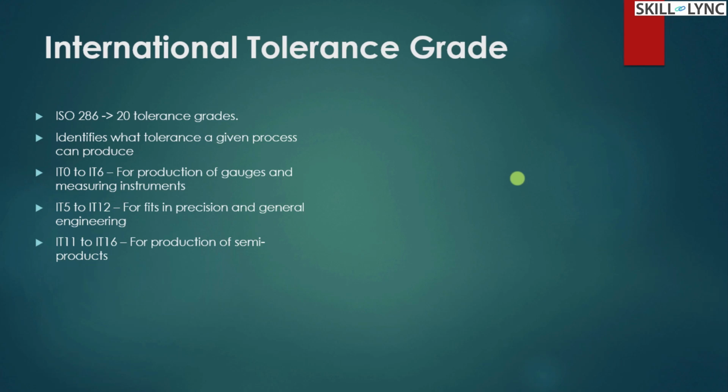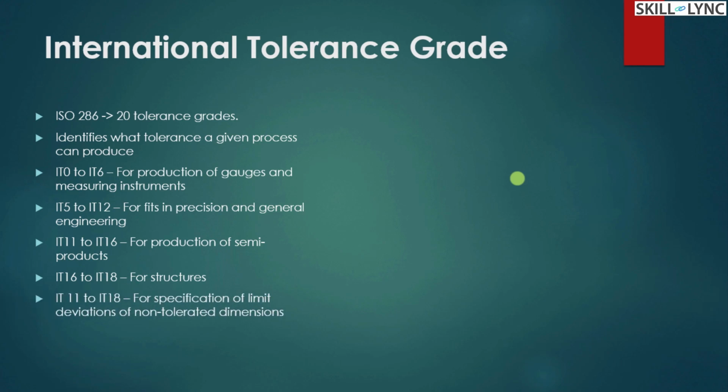Then you can go for this object. Then again, the higher side, that is grade 16 to 18, wherein the controlling of the tolerances is difficult. That is typically for civil structures and so on. And another broader specification, that is IT 11 to 18, can be used for specification of limit deviations of non-tolerated dimensions. That is, the tolerances are not specified. In those cases, again, you can use these grades.